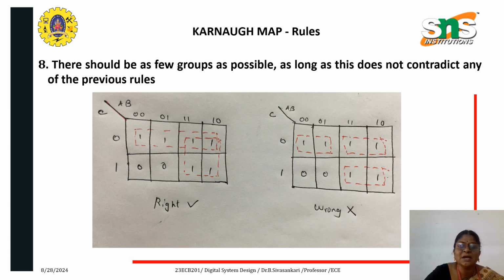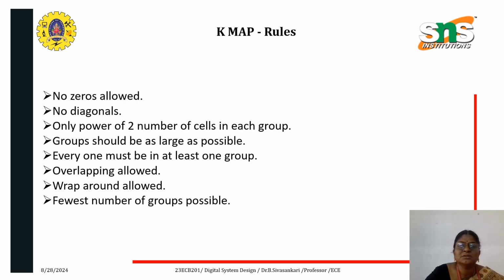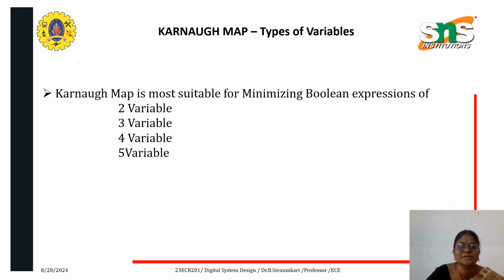And there should be as few groups as possible, as long as this does not contradict any of the previous rules. So these are the rules consolidated here: no zeros allowed, no diagonals, only power of 2 number of cells in each group, groups should be as large as possible, every one must be in at least one group, overlapping allowed, wrap around allowed, fewest number of groups possible.